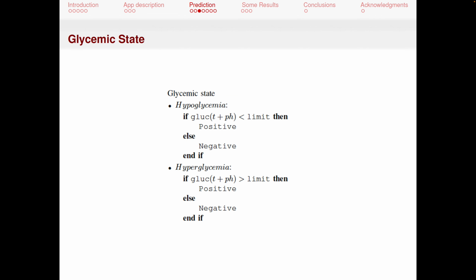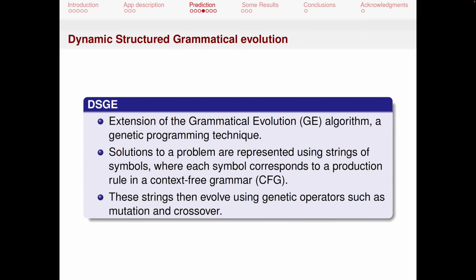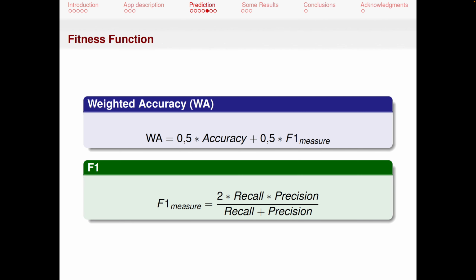We can generate an alarm for different limits. So finally, if the glucose is lower than the hypoglycemia limit, we say that we are going to have a positive hypoglycemia prediction, and the same with hyperglycemia. We use dynamic structural grammatical evolution, and we use weighted accuracy as a fitness function.